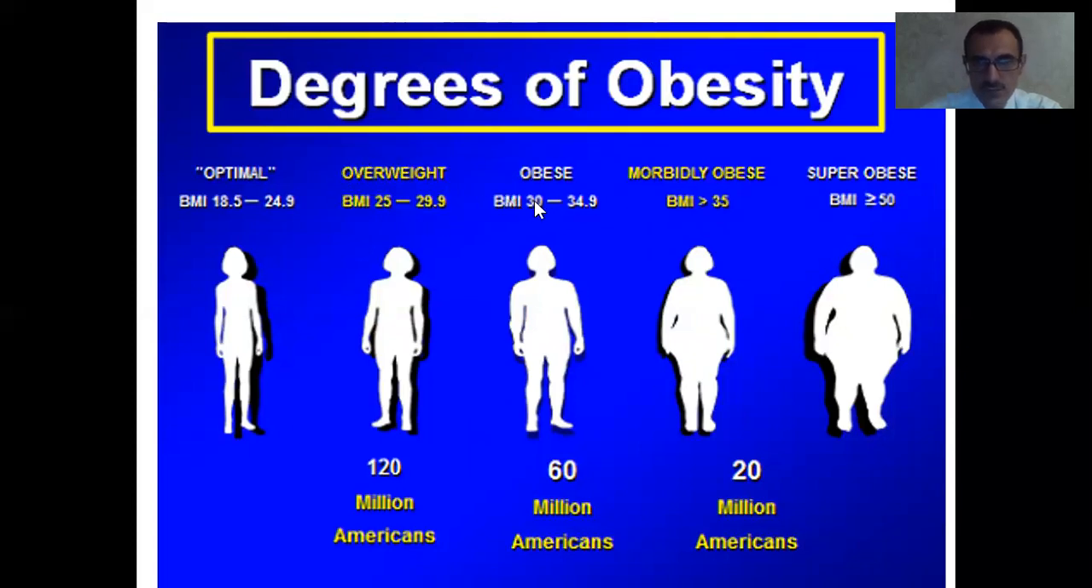BMI between 30 to 34.9, this person is obese. If the body mass index is more than 35, we call these patients morbidly obese, and more than 50 BMI, we call them super obese.